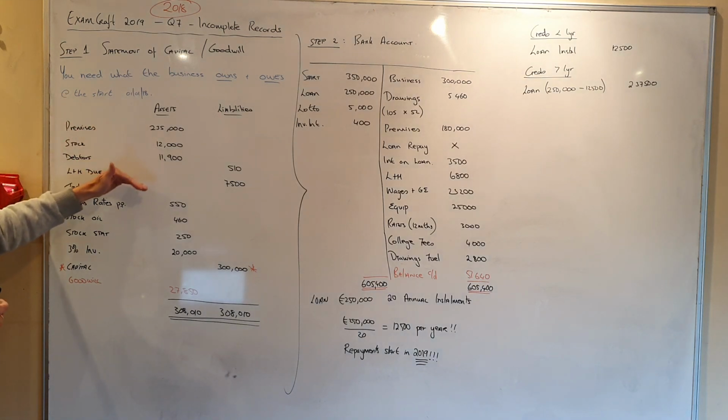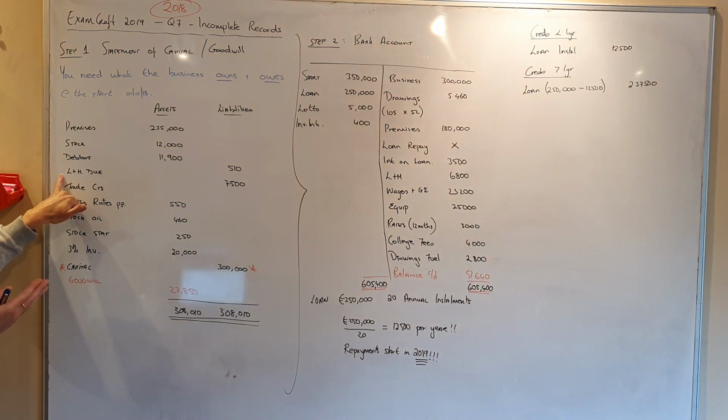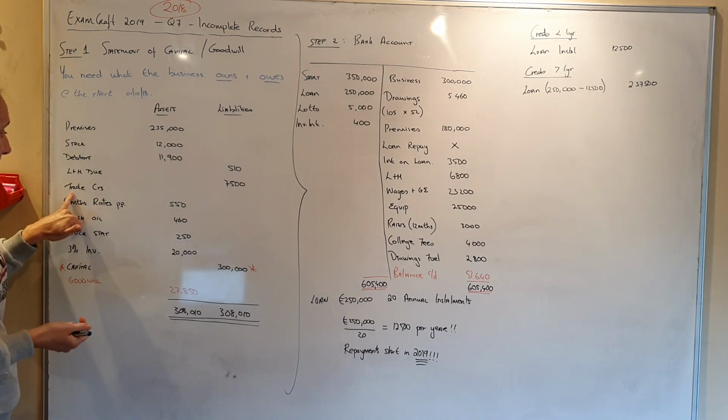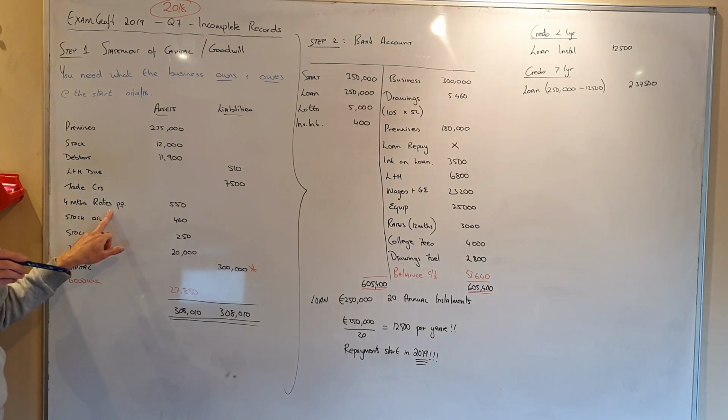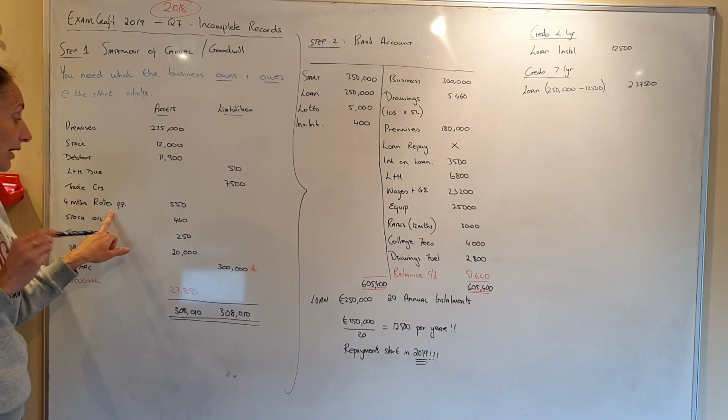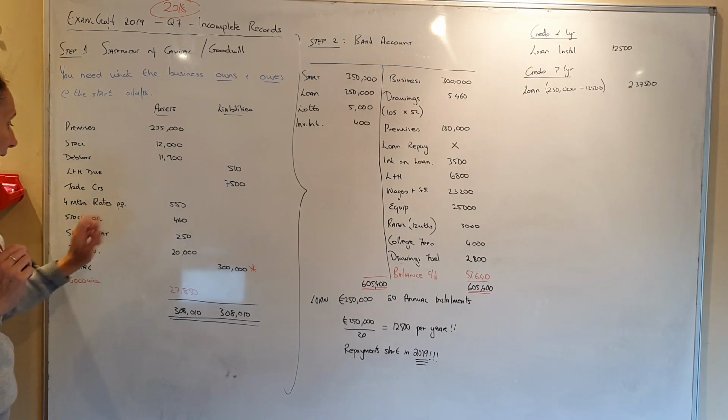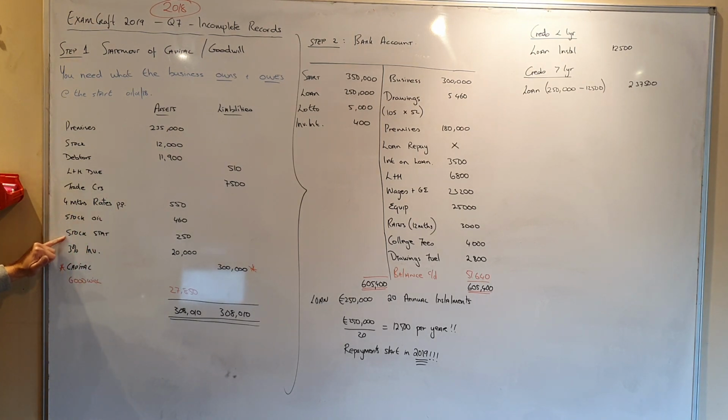So I listed down the assets. I have premises, stock, debtors. Light and heat due, you've taken over a debt, so that's bad, so it's a liability. Creditors, you've taken over creditors, so that's something you're going to have to pay, so it's a liability. Watch this one: there's going to be one expense that they're going to give to you in months, so we're going to have to do workings on that in a few minutes. Stock of oil, stock of stationery, 3% investments.